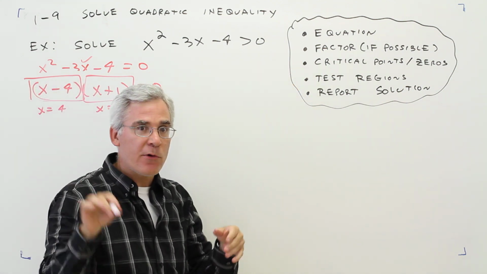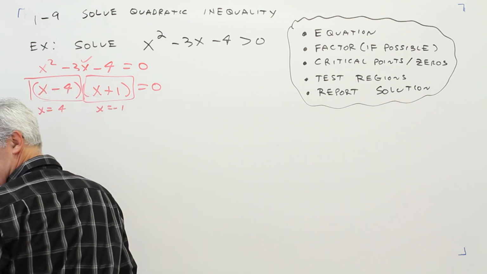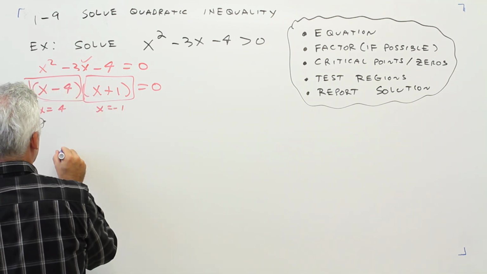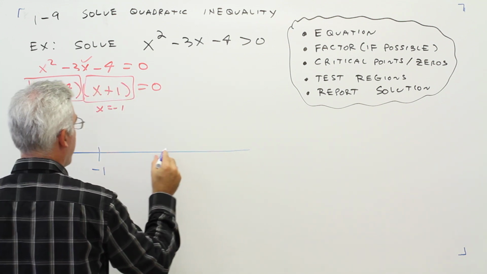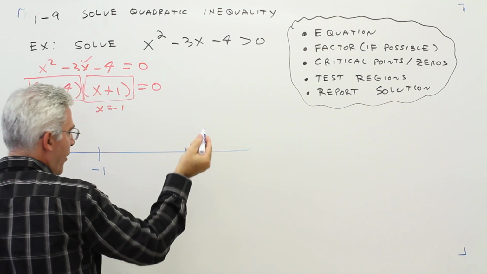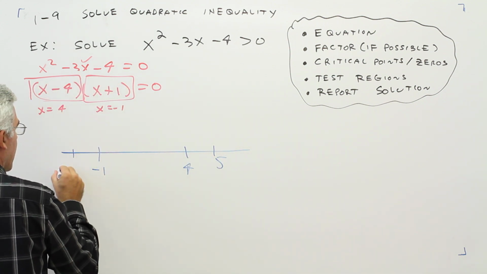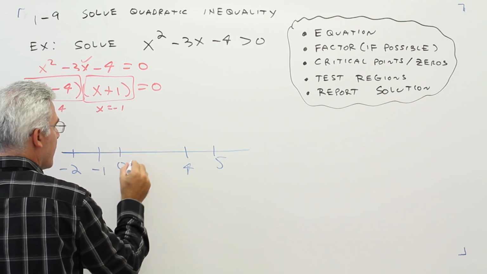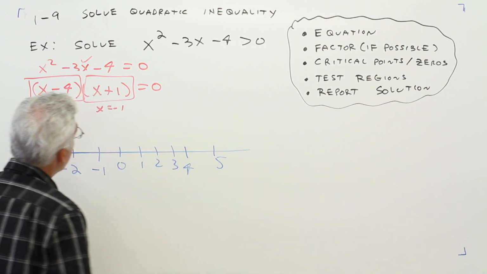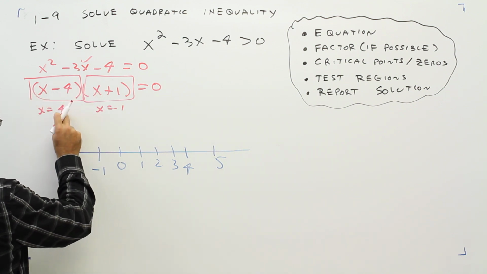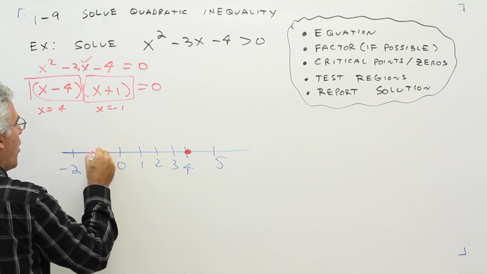Then, I'm a visual person, so I usually draw a number line. I'll do that right now. So I've got a -1, and I've got a 4. I'll just put other numbers in as well: -2, 0, 1, 2, 3, 5. Okay, so my critical points were at 4 and at -1.